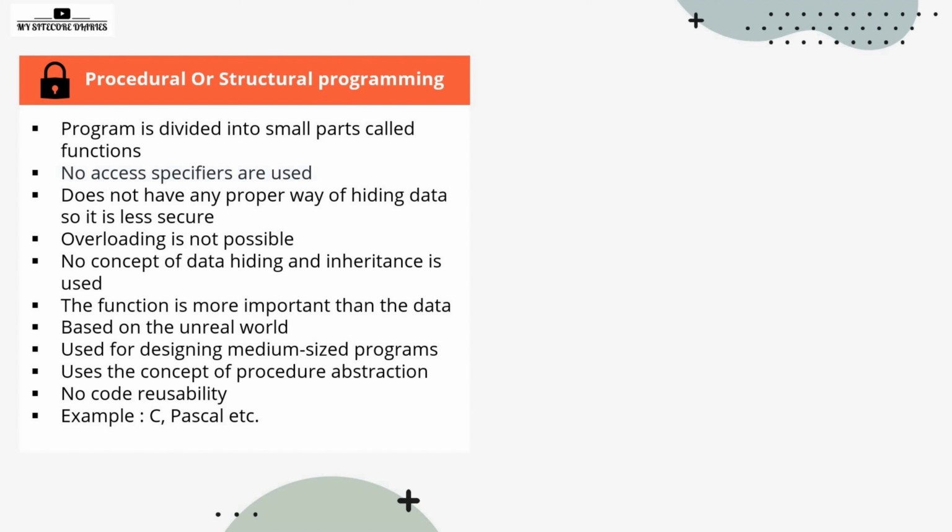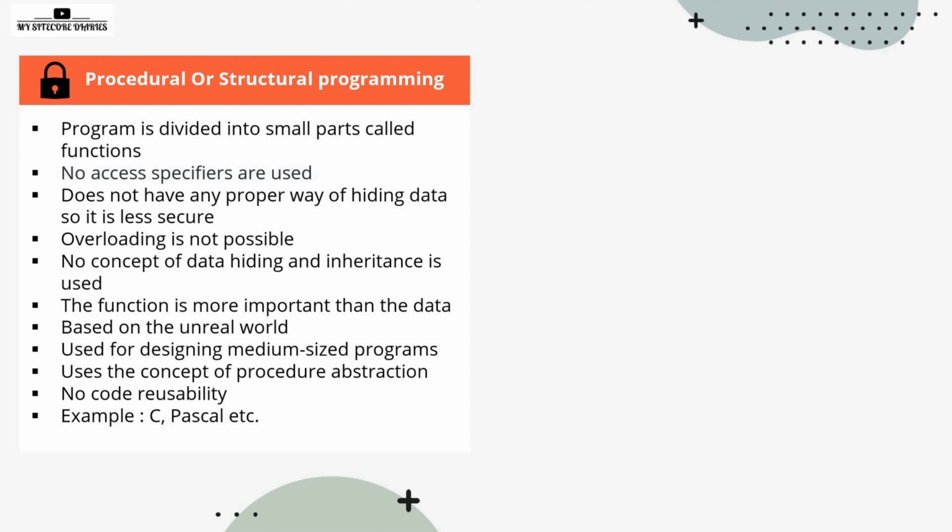There is no access specifier for those functions. The function is more important than the data. There is no way to hide the data, so data is exposed to external entities. There is no concept of data hiding and no concept of inheritance. It is based on the unreal world, and it is used for medium-sized programs. Examples of procedural and structural programming languages are C and Pascal.